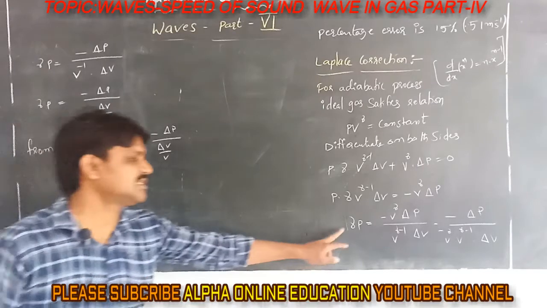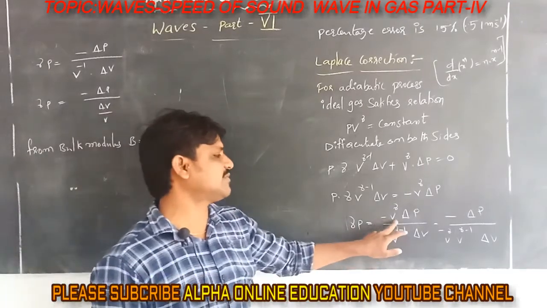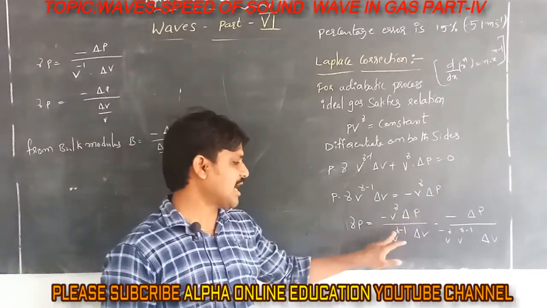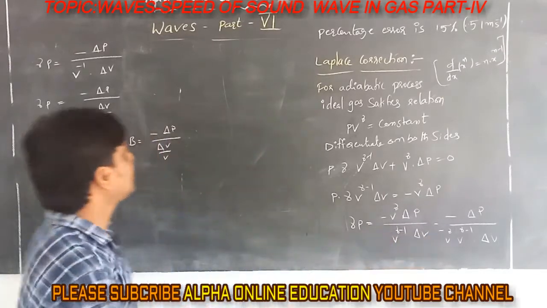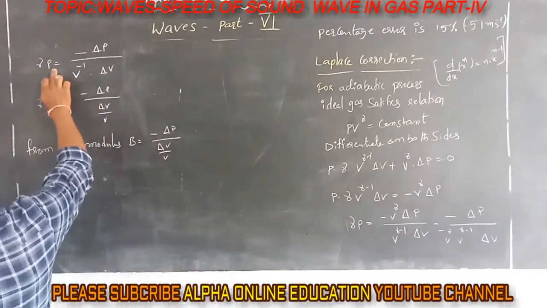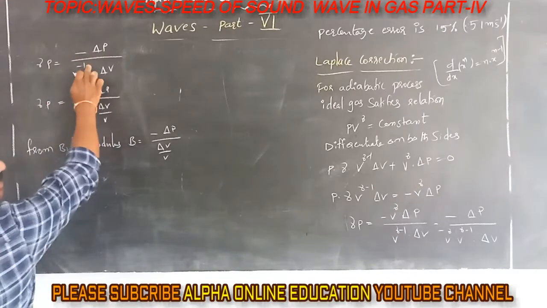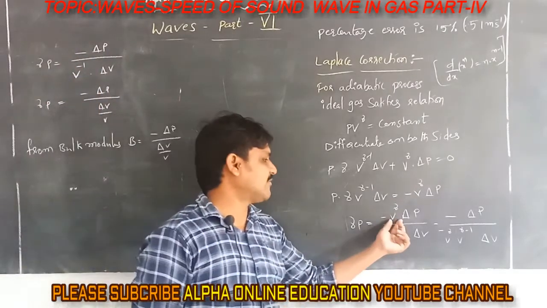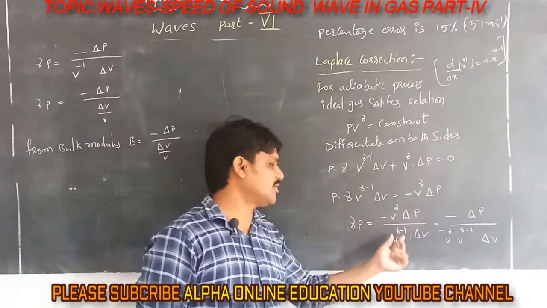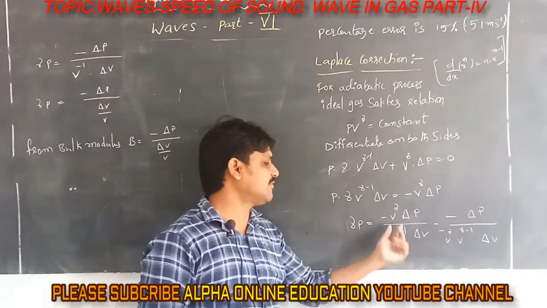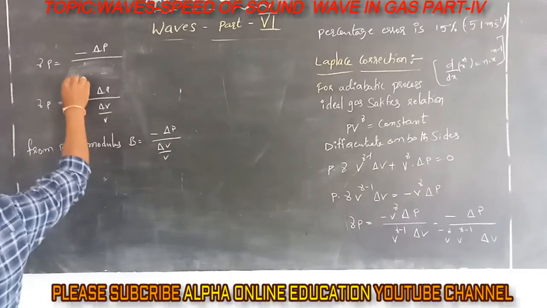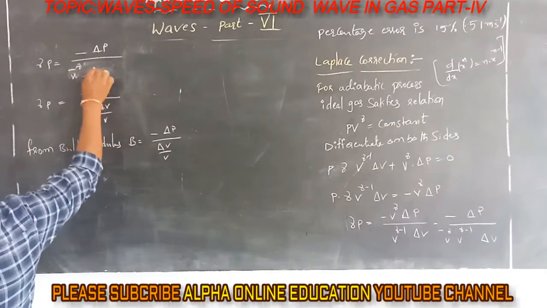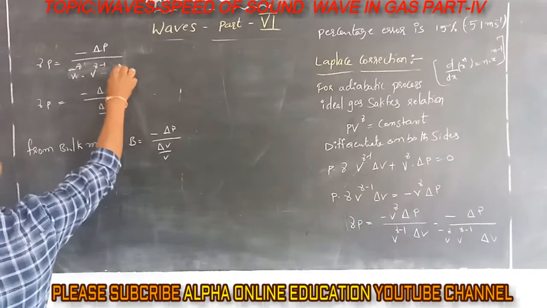So from the equation, delta P is equal to minus V power gamma into delta P by V power gamma minus 1 into delta V. Then we can write that the total value gamma P is equal to minus delta P by, whenever the V power gamma is taken to denominator, it becomes V power minus gamma, into V power gamma minus 1 into delta V.